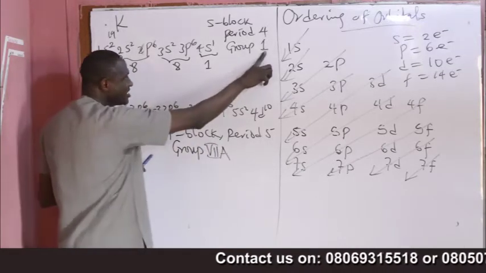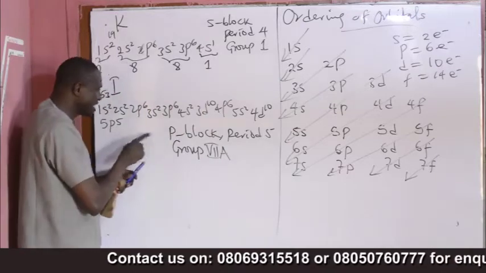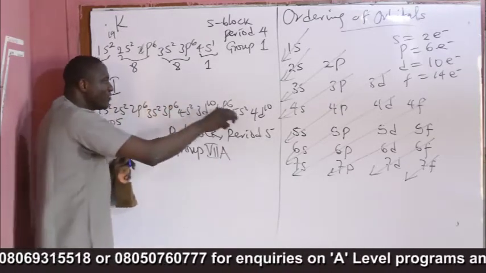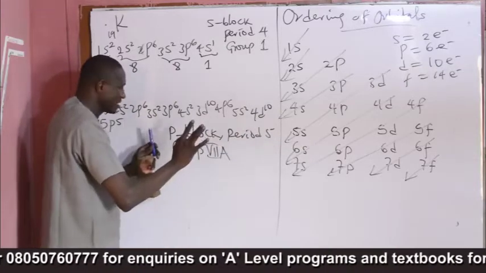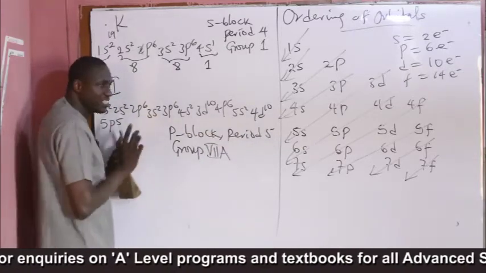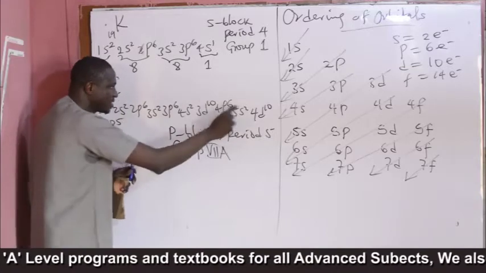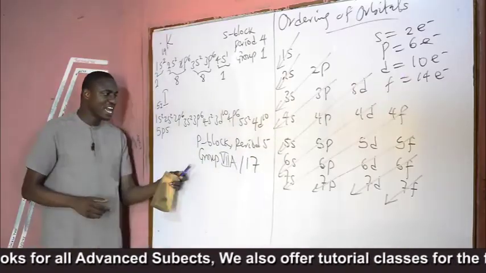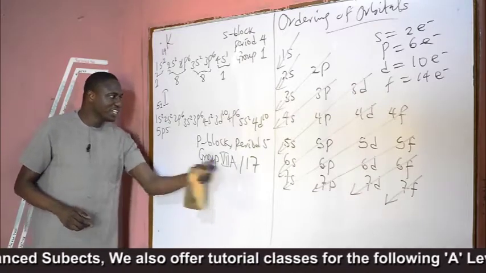But when you use the numbering system 1 to 18, how do we get the actual group? For a p block element, you add the number of electrons in the d subshell, which is 10, to the total number of electrons you have in the highest coefficient. So we have a total of 7, plus this 10, that will give us 17. So that is either group 7A or 17.